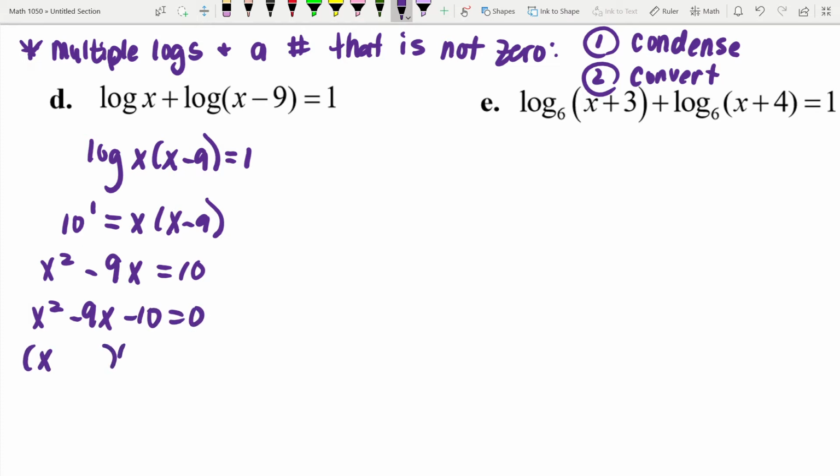Now I factor x and x. Don't forget your equals 0. 10 goes to 10 and 1. Biggest is the negative, 1 is the positive. Set those equal to 0. X equals negative 1, positive 10. Am I done?